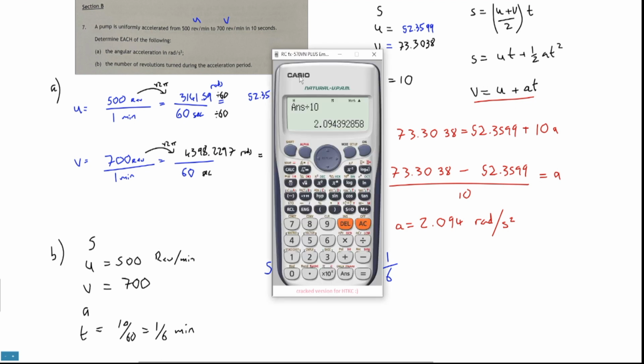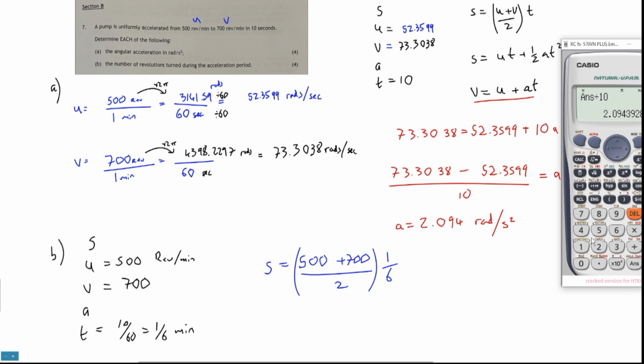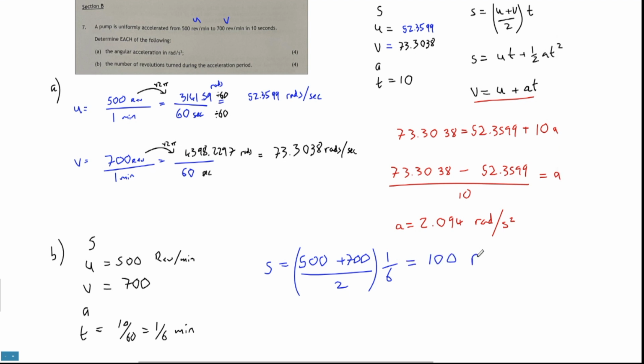And grab my calculator. We're going to be doing 500 plus 700. And I should put this in brackets, or I hit equals now and then divide that by 2. Otherwise, it will only divide the last thing you typed in by 2. And then times this by 1/6. And it's going to come out as exactly 100. So it's exactly 100 revolutions. Remember, we're working in revolutions on this part of the question. So the answer is it does 100 revolutions in the acceleration period. Great. Next one.